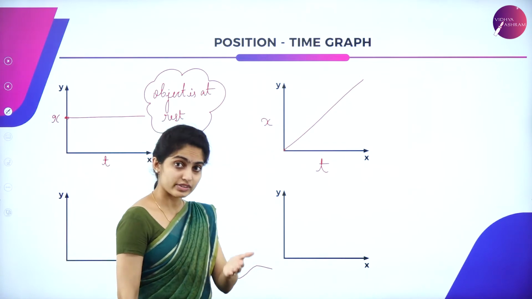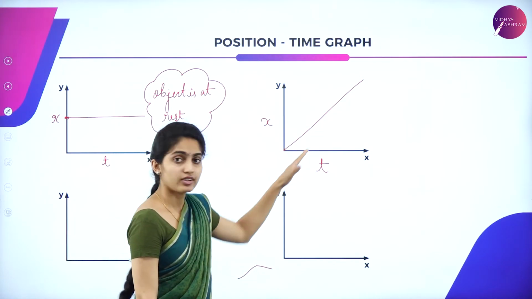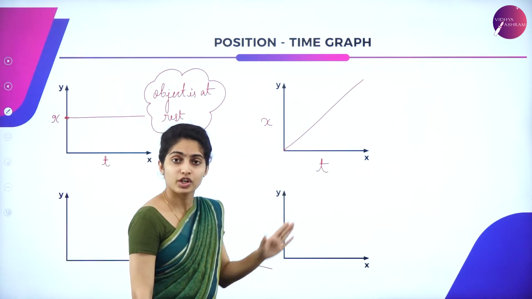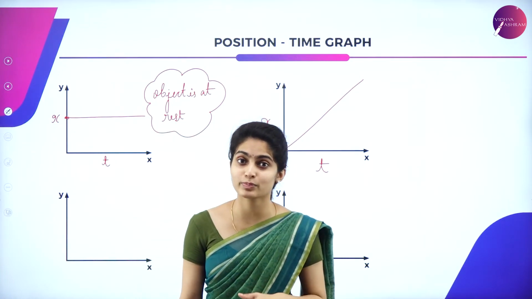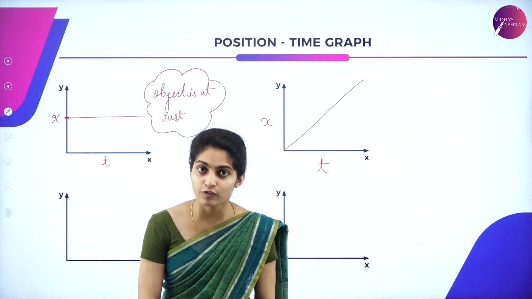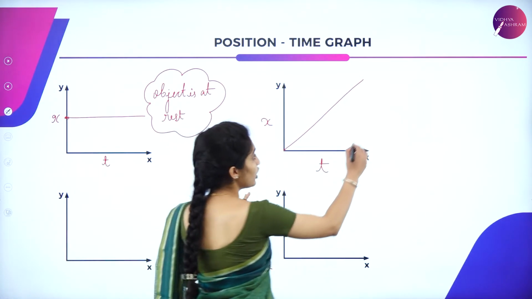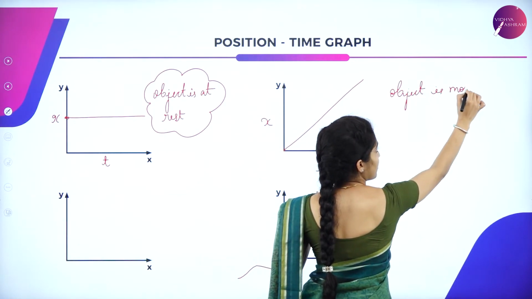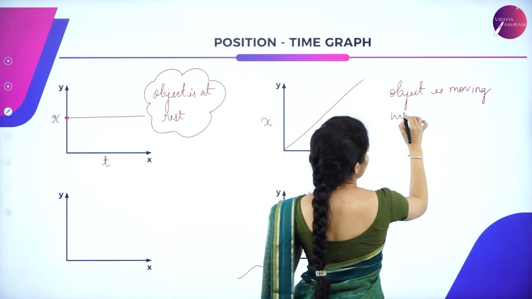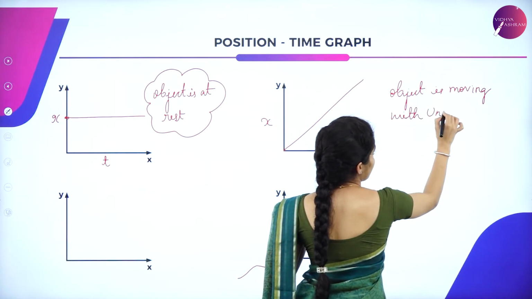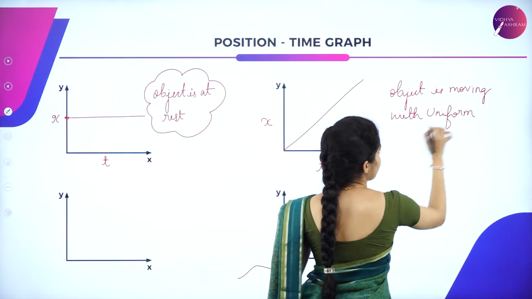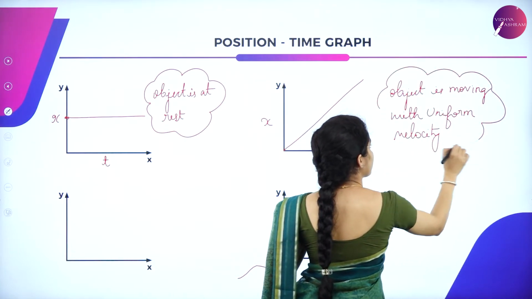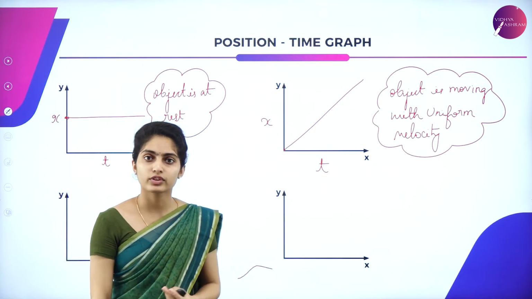Why velocity? Change in position, this line, and with respect to time, there is a change in position of the object. So when there is a change in position of the object with respect to time, what do you call it? Yes, it is velocity. So on the whole, you can conclude that the object is moving with uniform velocity. So this is for the second graph.